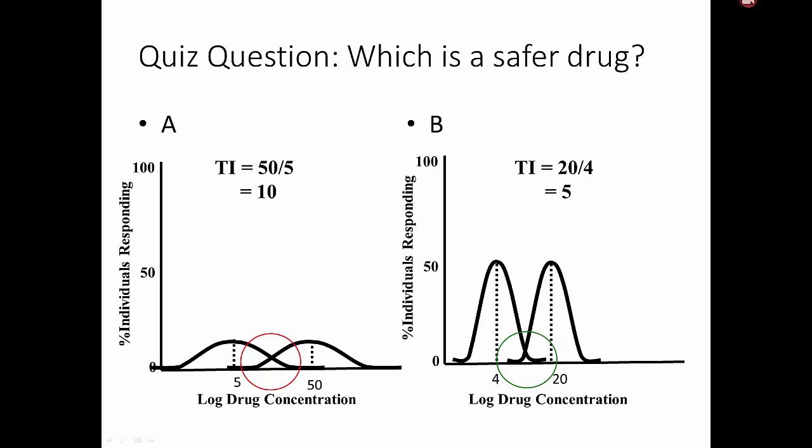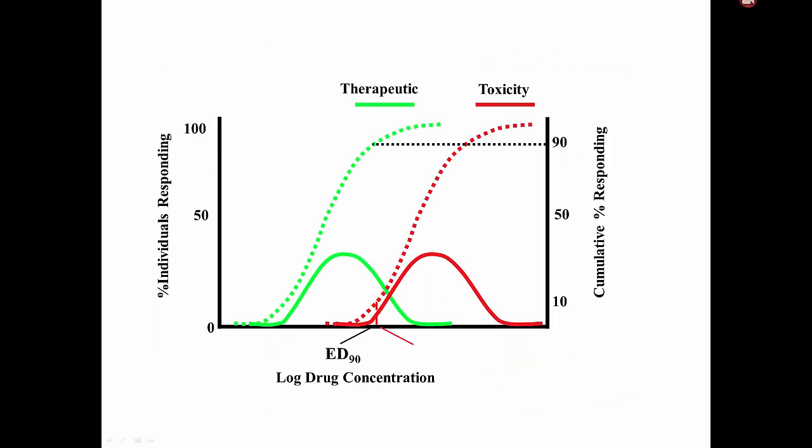Of course, many things play into how safe a drug or how lethal a toxin may be, including the route of administration, how safe its metabolites are, and how quickly it is eliminated from the body. Here is another way to look at overlapping bell curves. In this graph, we have the corresponding cumulative plots for each bell curve.